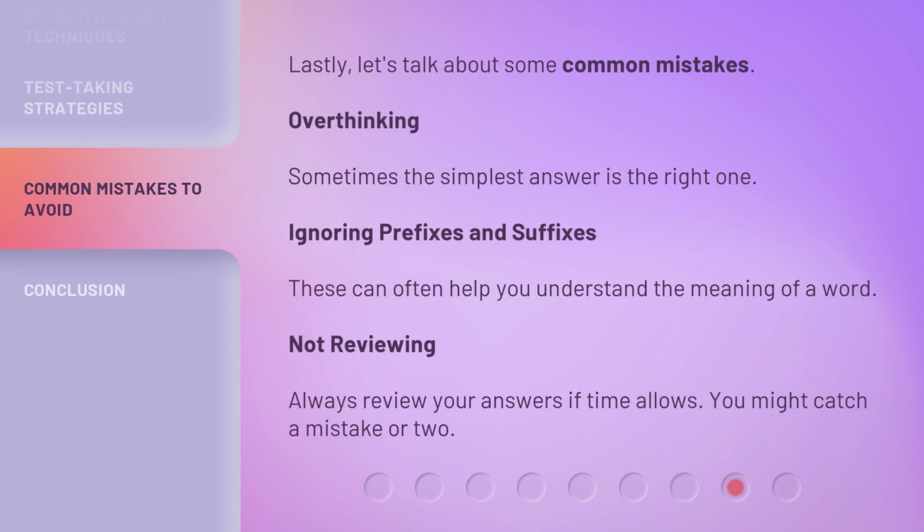Lastly, let's talk about some common mistakes. Overthinking. Sometimes the simplest answer is the right one. Ignoring prefixes and suffixes. These can often help you understand the meaning of a word. Not reviewing. Always review your answers if time allows. You might catch a mistake or two.